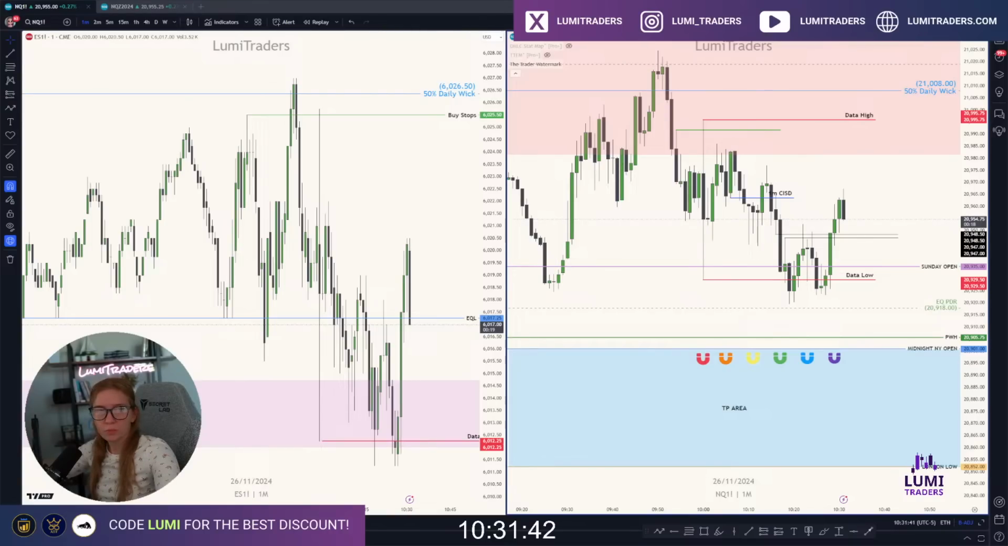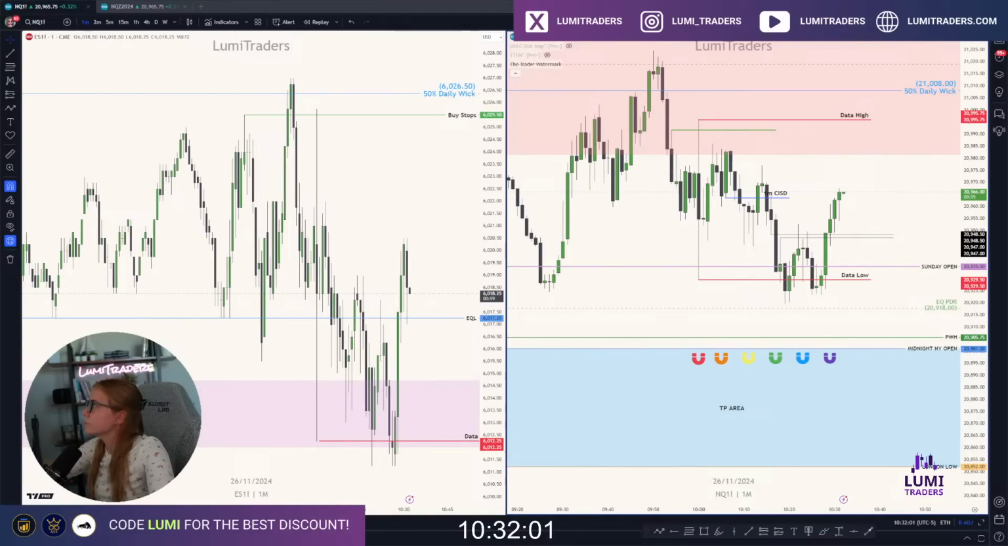We did not reach for our manipulation. I was watching this level. It was a couple of ticks away, just in case. But not going to lie, if it wants to form a 5-minute order block, I can try this. A 5-minute bullish order block, we can look for a potential long setup.